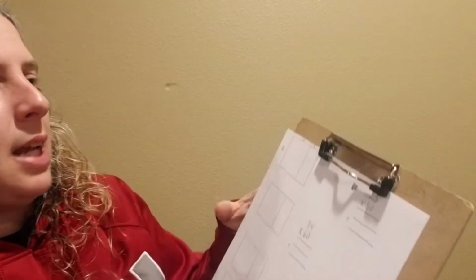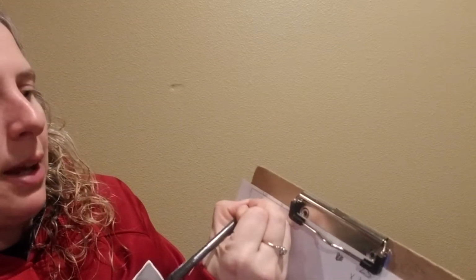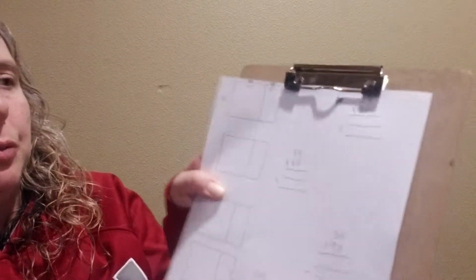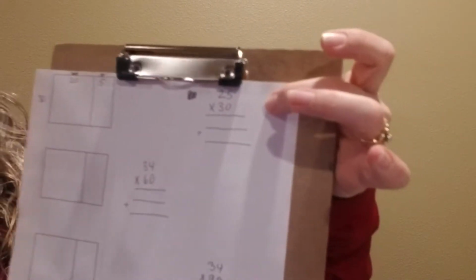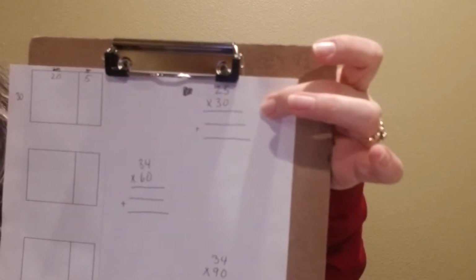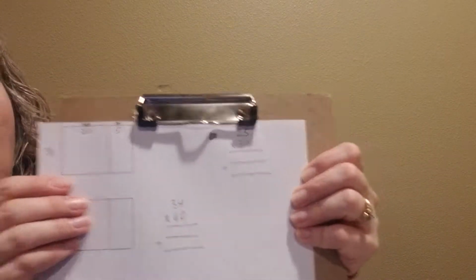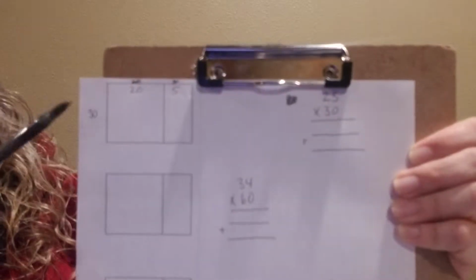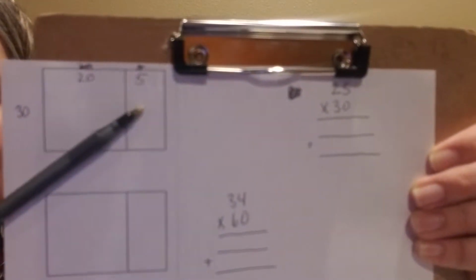Okay, so I want you to take your paper. If you look at the top here and you can't see the numbers, I want you to rewrite them. First box is 20. The second box is 5. All right, so our factors here, 25 times 30. We're doing the same thing that we did on the place value. We're breaking one of the numbers apart, but instead of breaking the 10 apart, you're going to break the 25 apart.